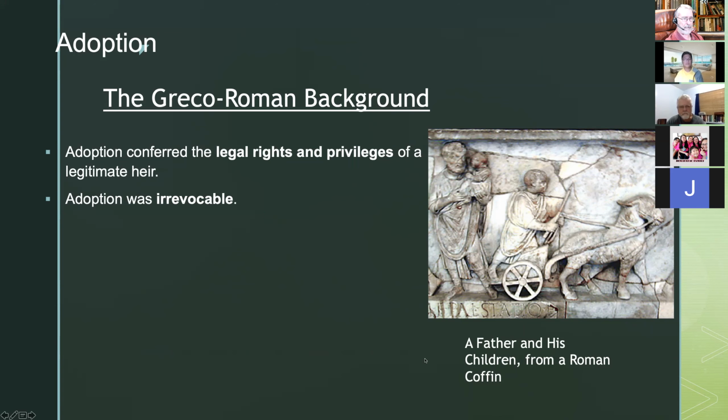Adoption confers the rights and privileges of the legitimate heir. It was irrevocable. That's an important element. Later on, we're going to talk about the perseverance of the saints, the idea of unlosable salvation. Adoption in the Greco-Roman world was irrevocable. Once a father has said either about a natural born son or an outsider who is brought into the family, once the adoption has been done, it's a legally irrevocable event. A child can never be excommunicated or denounced. You can't disinherit a child in the Greco-Roman world.